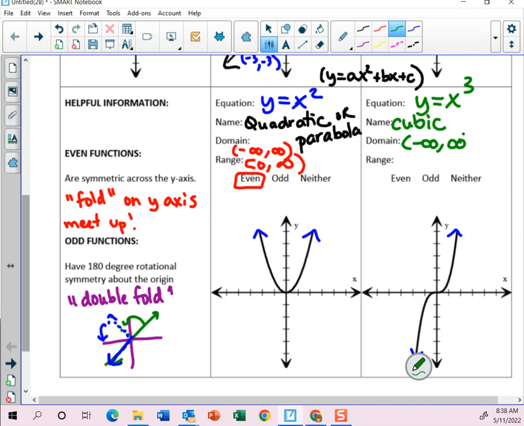Domain and range. X can be anything, and you're going to get all kinds of y's back. You'll get positive y's when x is positive. You'll get negative y's when x is negative. You'll get 0 when x is 0. All different kinds of y's. Even, odd, or neither?